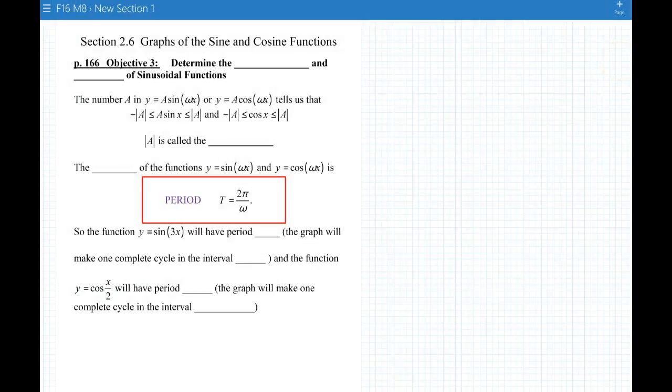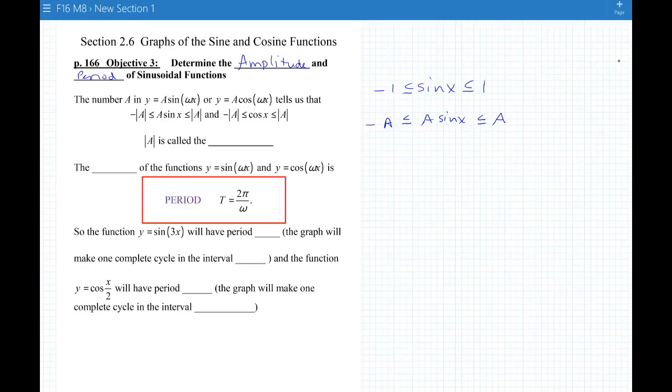So let's go on to objective 3, which is determine the amplitude and period of sinusoidal functions. So the number a, when you have y equals a sine omega x or y equals a cosine omega x, tells us that if the sine of x is always between 1 and -1, and then I multiply everything in this compound inequality by a, then we can see that a sine x must be stuck in between -a and a.